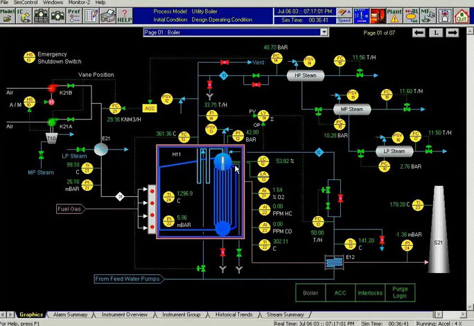What are we doing now? Now we are sitting in front of a boiler control panel, and from there we can control it. We just got an alarm. Can you say which alarm occurred? We'll go to the alarm summary.